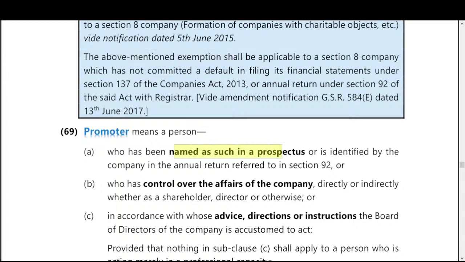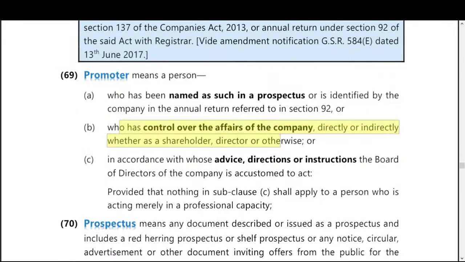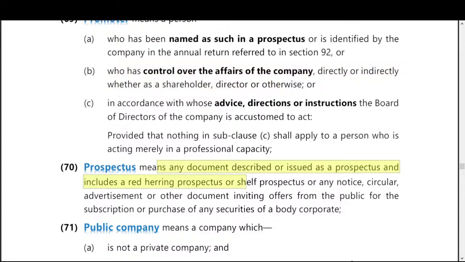named as such in a prospectus or identified by the company in the annual return referred to in section 92, or who has control over the affairs of a company directly or indirectly, whether as a shareholder, director, or otherwise, or in accordance with whose advice, directions, or instructions the board of directors of the company is accustomed to act, provided that nothing in sub-clause (c) shall apply to a person who is acting merely in a professional capacity.